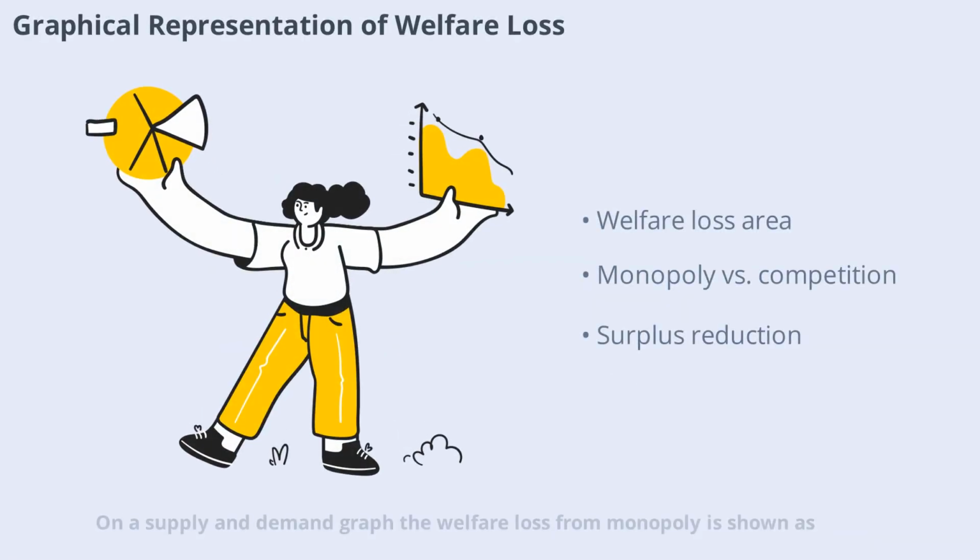On a supply and demand graph, the welfare loss from monopoly is shown as the area between the demand and supply curves, from the monopoly quantity to the competitive quantity. This area visually captures the reduction in total surplus caused by monopoly pricing and restricted output.